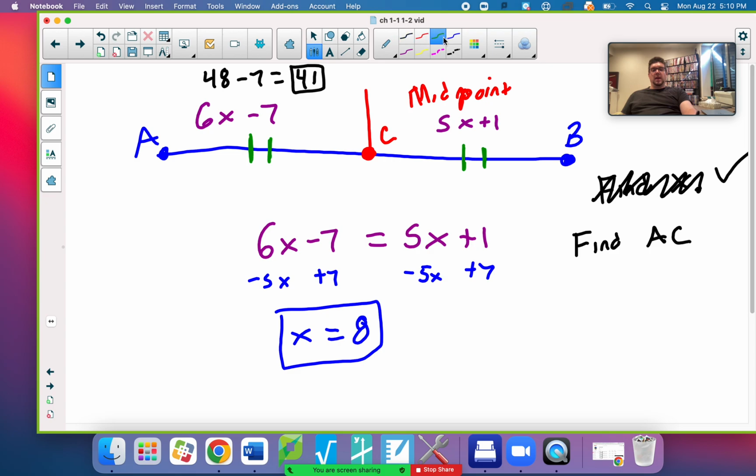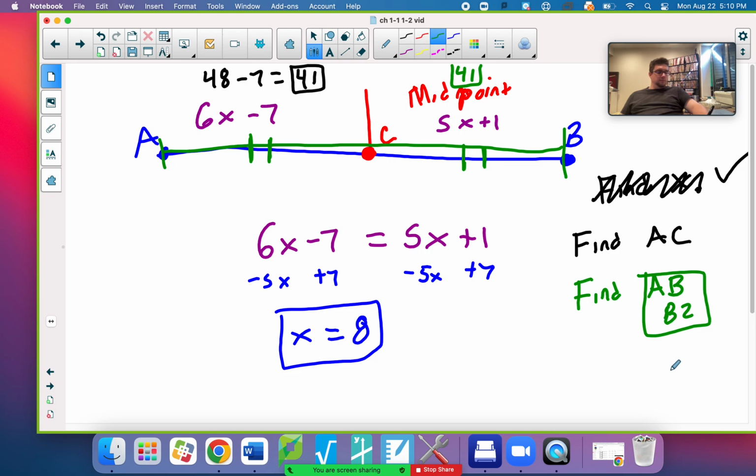You may even be asked to find AB, the whole length from A all the way over to B. So you can plug 8 in here, and we can plug 8 in here. Because it's the midpoint, you know that both sides will be 41, and AB would be 82 for our answer. So make sure that you are fully answering whatever the question may be.